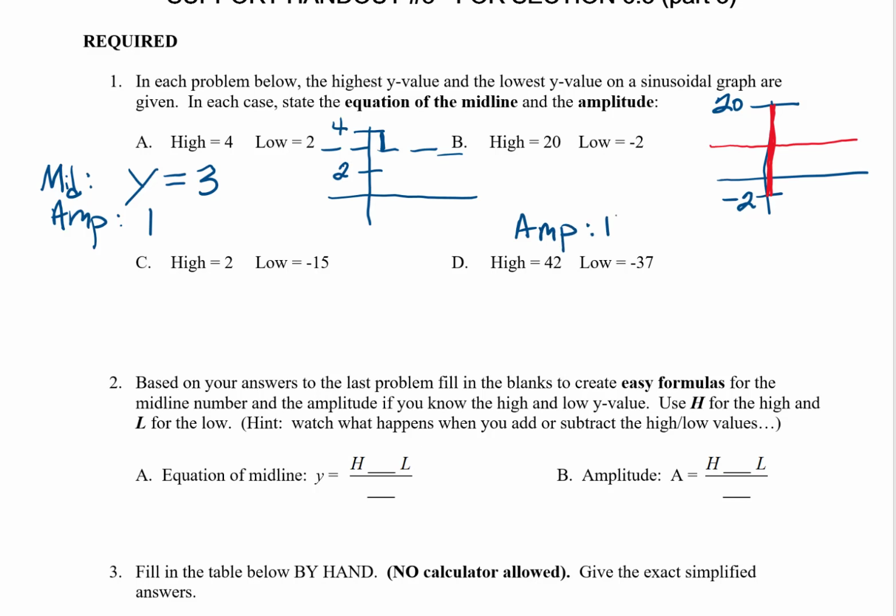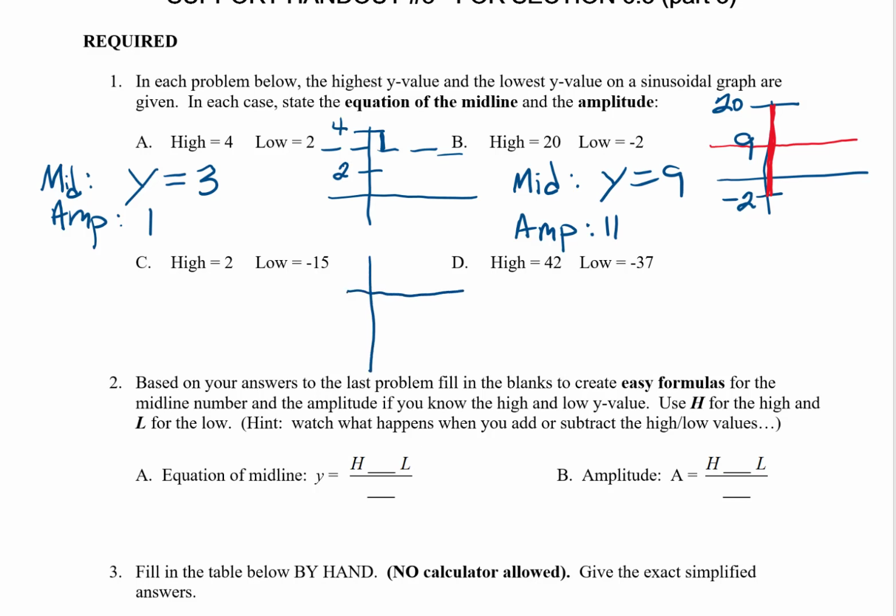Well, if the amplitude is 11, it shouldn't be too difficult to figure out where the midline is. It would be 11 spaces below the top, which of course would be at 9. 9 must be the number that's exactly halfway between 20 and -2. Let's verify that. Yep, it's 11 from the top. It's also 11 from the bottom. And so our midline is y equals 9.